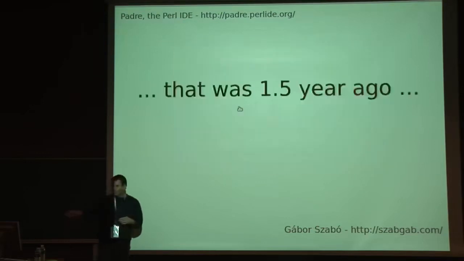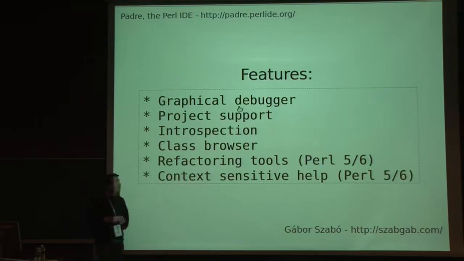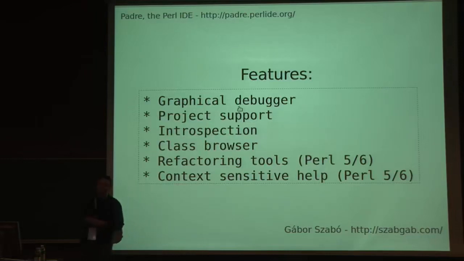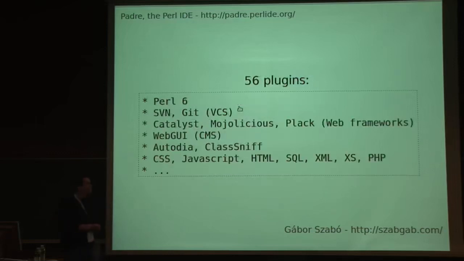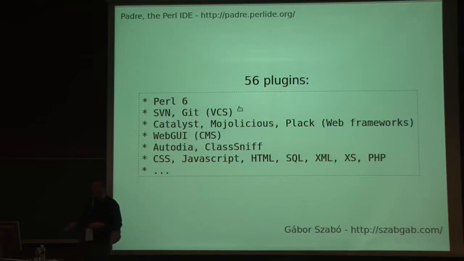This is how the application looked about a year and a half ago when we started the project. This was basically the first release. Since then, we added a couple more features in order to turn it into a real IDE. These are the features that you usually expect from an IDE, or at least people writing Java or C++ or programming in similar languages expect. And this IDE can provide this for both Perl 5 and Perl 6. The IDE also has about 56 plugins at various stages of development for various additional features.